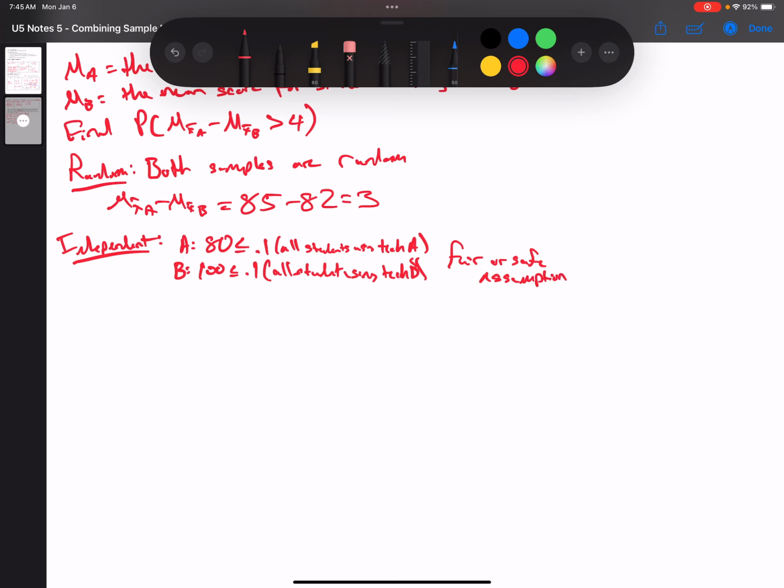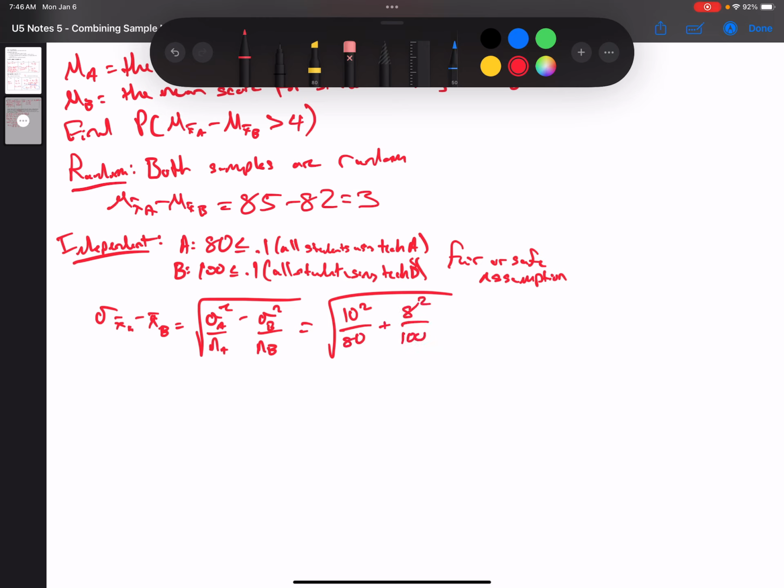Okay, so we can find our standard deviation. So x̄A minus x̄B, sorry. Okay, and I'll write out the formula for you once. It's going to be the square root of standard deviation squared of A over nA plus standard deviation squared of B over nB. So plug things in. We're going to have standard deviation squared divided by 80 plus standard deviation squared divided by 100. And this gives us a standard deviation for our combined difference of 1.378.